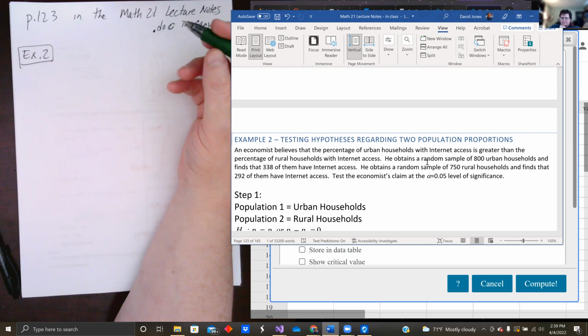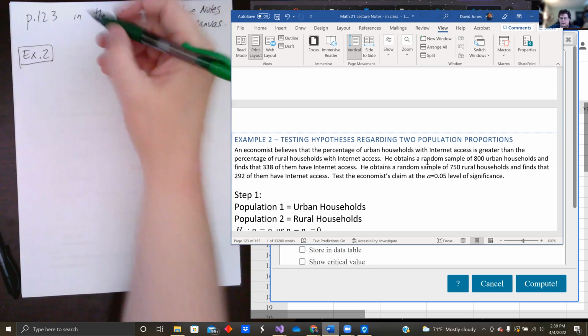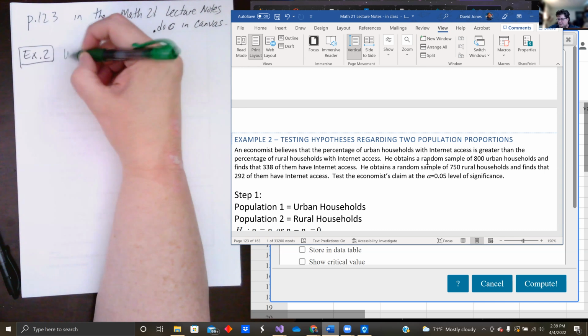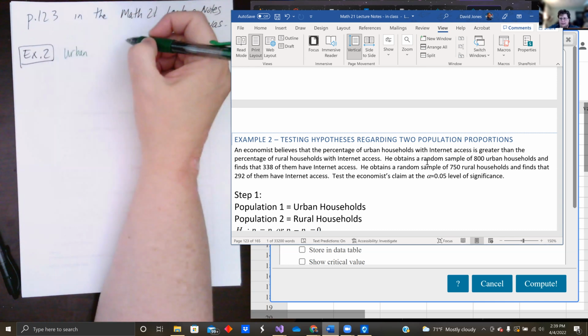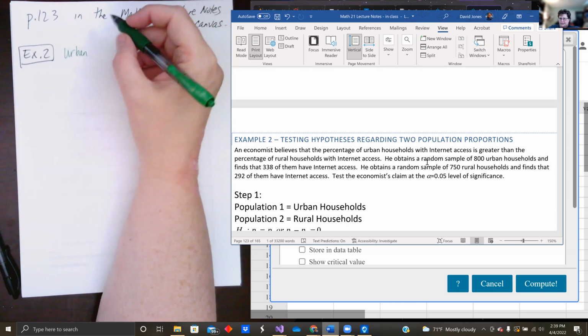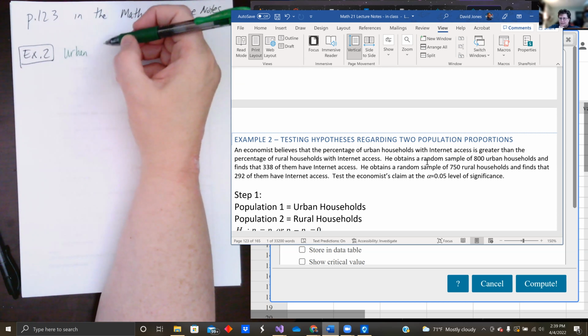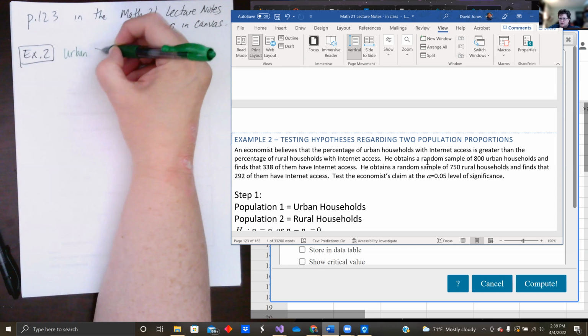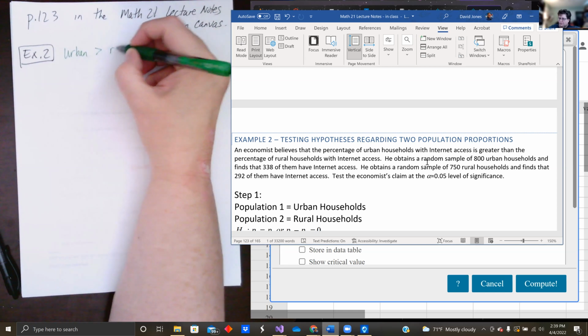And I can come back and fill it in later. But I see urban. They're both talking about internet access, so I'll add that in later. But if I take out that part, it says urban households is greater than rural households.